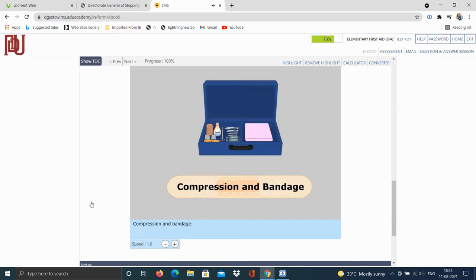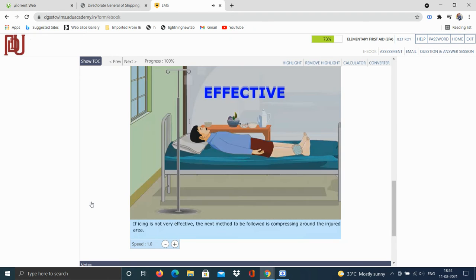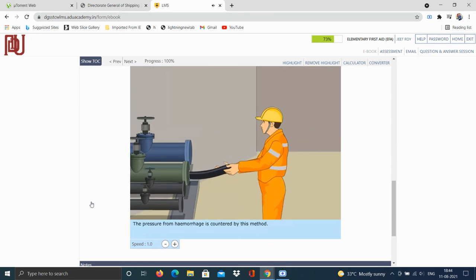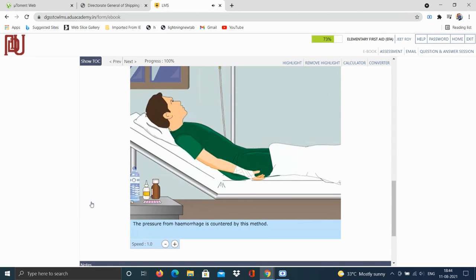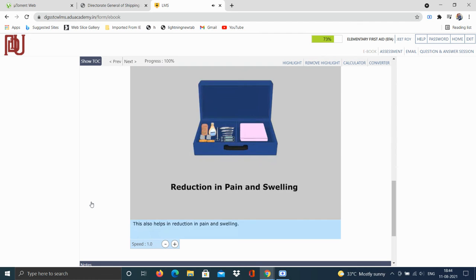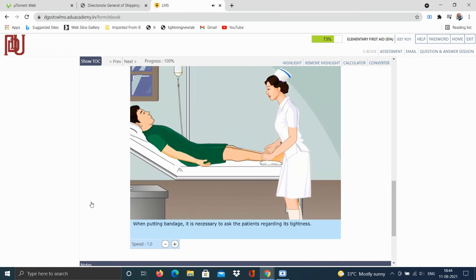Compression and bandage. If icing is not very effective, the next method to be followed is compressing around the injured area. The pressure from hemorrhage is countered by this method. This also helps in reduction in pain and swelling. When putting on a bandage, it is necessary to ask the patient regarding its tightness.